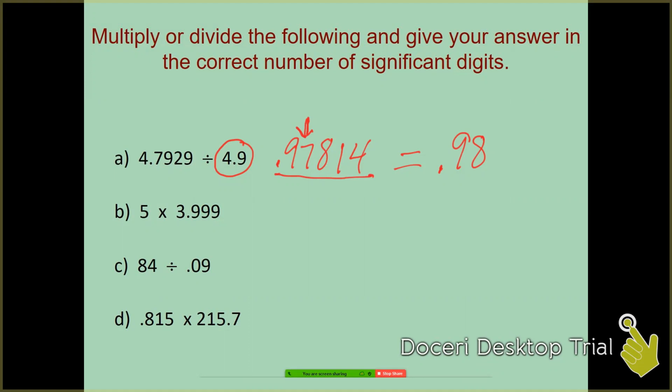All right, what do we get for B? 20. All right, that was a little tricky one, because you got 19.995, but I could only have 1 sig fig. So that was where my 1 is. I rounded up to a 2, and then I'd have to put my placeholder. C?